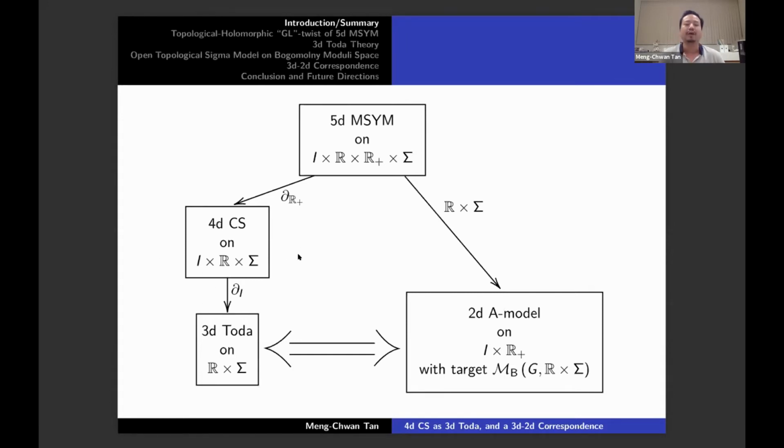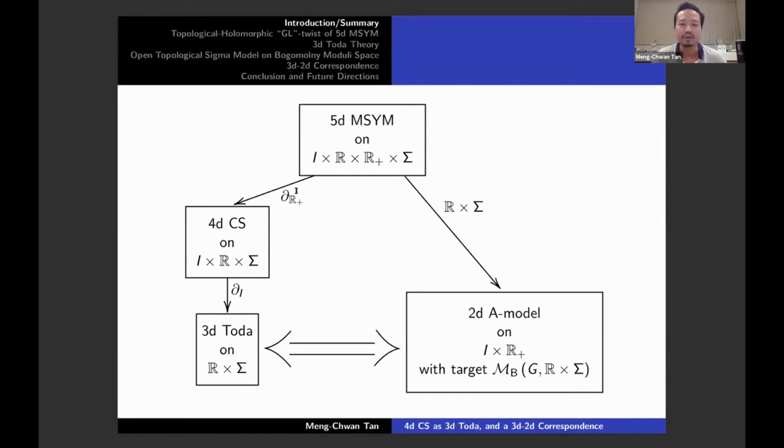Because the theory is topological in these directions, we can also shrink I down, and there are boundary conditions at the 2 ends of I. Essentially, Nahm pole boundary conditions are admissible. They preserve the correct amount of supersymmetry, and when we shrink away I, we get a 3D Toda theory that lives on R cross sigma. This is where we get the 3D Toda theory from one side, so this is one way in which we come down to 3 dimensions.